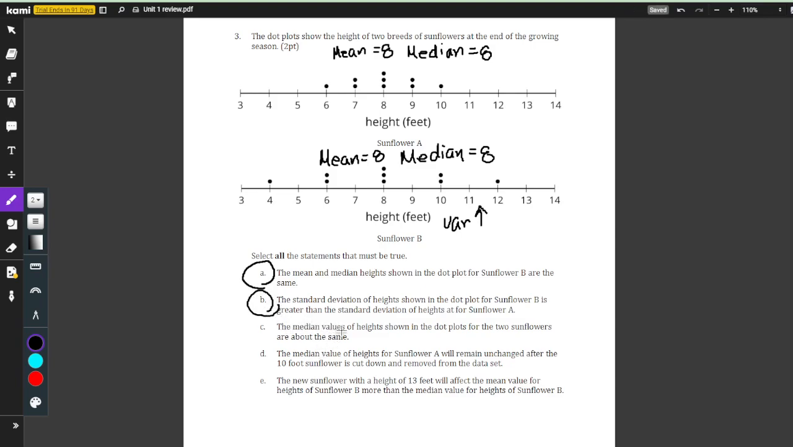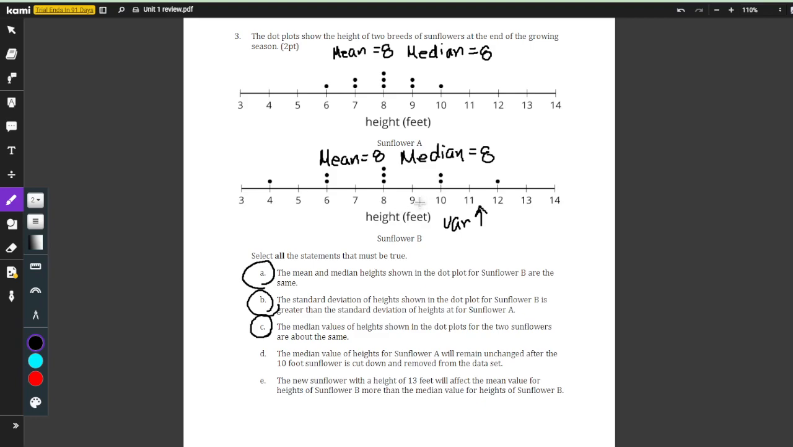The median values of height shown in the dot plot for two sunflowers are about the same. Mean value. We know that both means are the same. That means yes, we can circle that. And then the median value of heights of the sunflowers remain unchanged after the 10 foot flower is cut down and removed from the data set. So we're going to remove the 10 and see what happens.